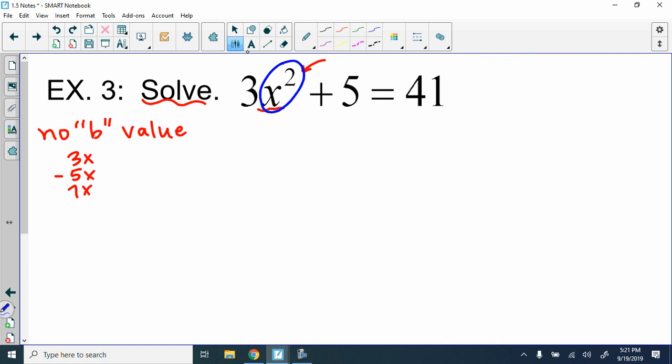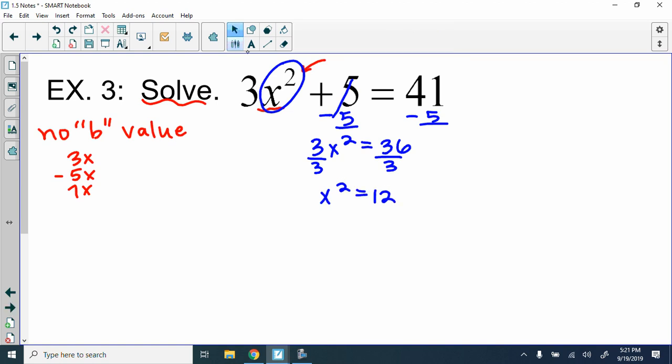So what we're going to do is try to isolate the x squared. Hopefully you're recognizing that we can subtract 5. Still, if I want to get x squared alone, I'm going to have to divide by 3. So we get x squared to equal 12. Now, what do you think we're going to do in order to get x by itself? Hopefully you're thinking we're going to take the square root, and that is exactly what we're going to do.